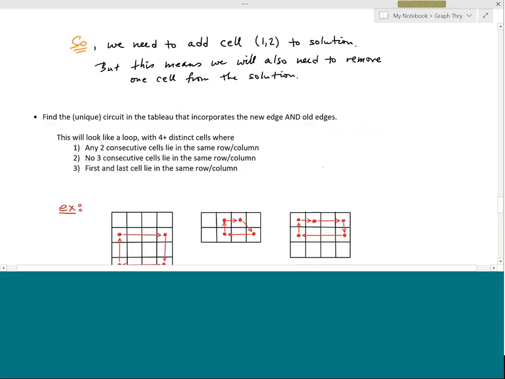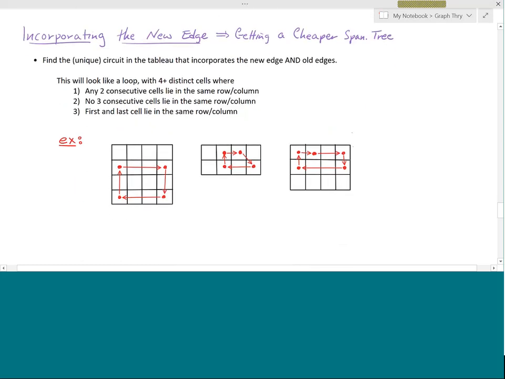Now, how do you find the circuit in the Tableau when you're not in a tree? Well, it turns out recognizing the circuits in Tableaus is something that can be done relatively frequently, okay? So here's the thing, it's going to look like a loop, and in fact, we often call it find your loop. Okay? You have to have at least 4 different cells in this loop that will correspond to your circuit. Otherwise, it just doesn't happen in terms of the Tableau.